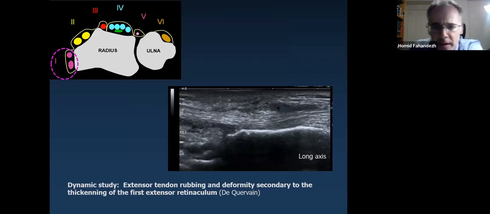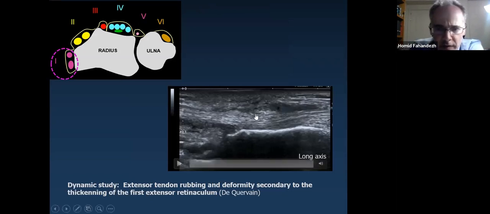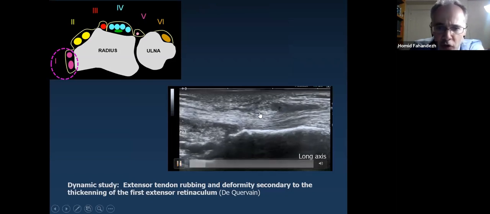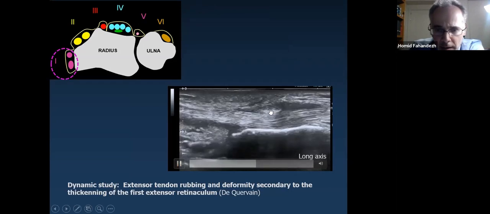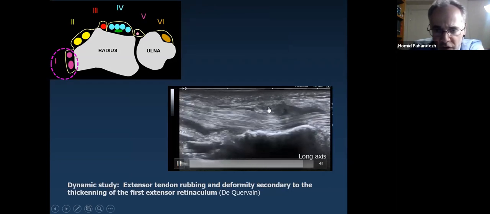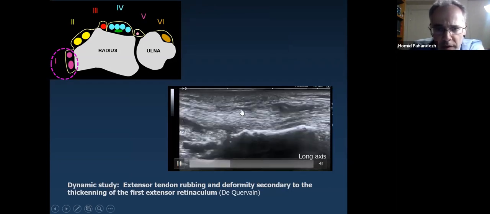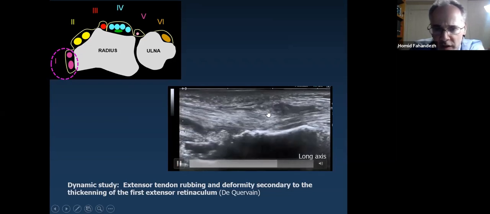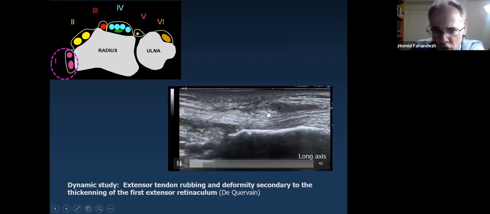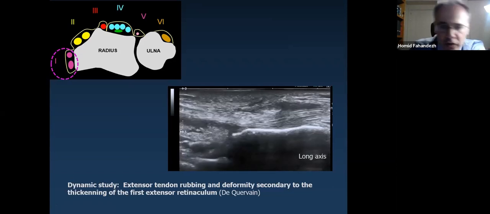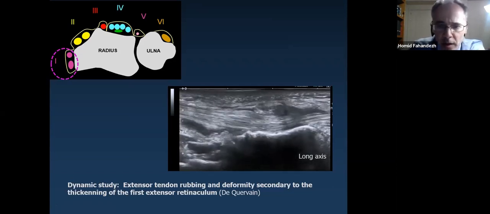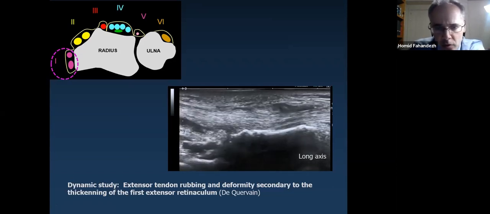This is a really interesting case of De Quervain's disease, and here what we are going to see is how there is a very strong thickening of the first extensor retinaculum, how there is an extensor tendon rubbing inside, and also the deformity of the tendons passing down the retinaculum.